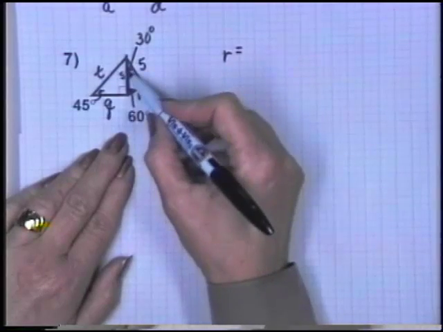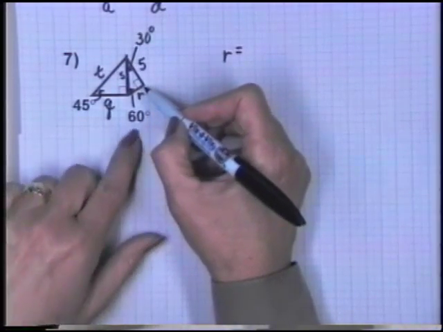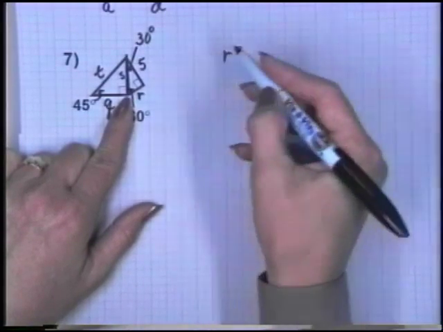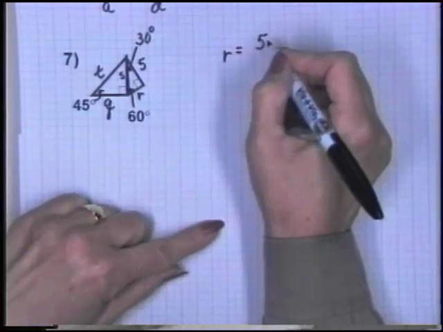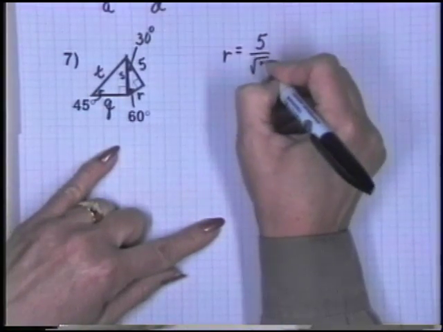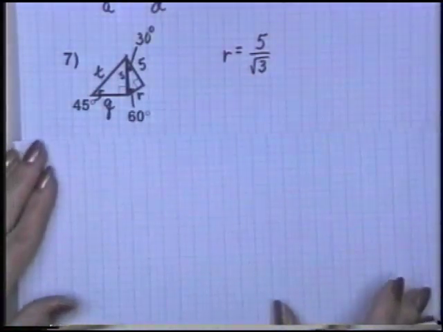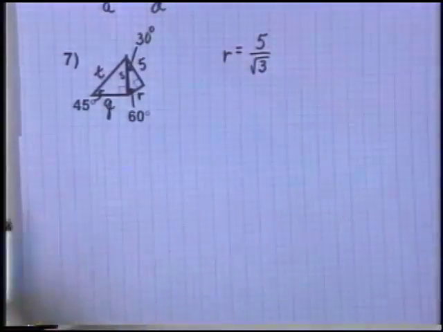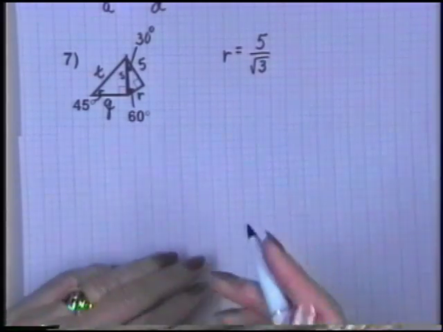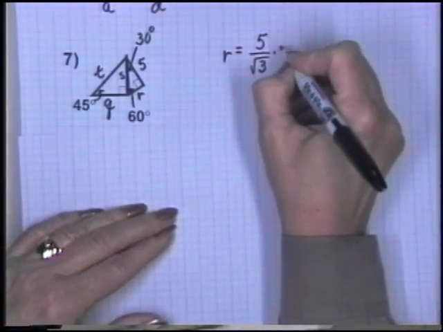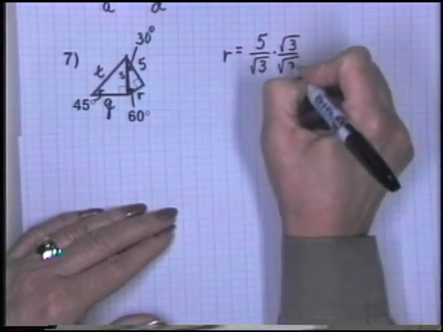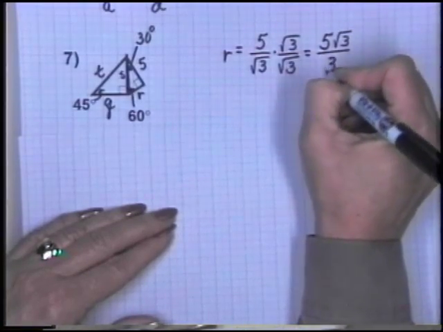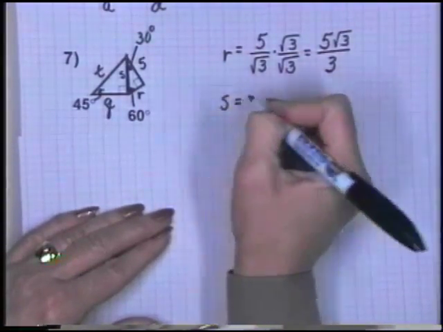R is across from the 30-degree angle. And how do we find the side opposite the 30-degree angle when we know the side opposite the 60-degree angle? We take the side opposite the 60-degree angle and we divide by the square root of 3. So that will give us the side opposite the 30-degree angle, which I choose to find first. I just think it's easier. Let's rationalize, and we'll get 5 times the square root of 3 over 3.